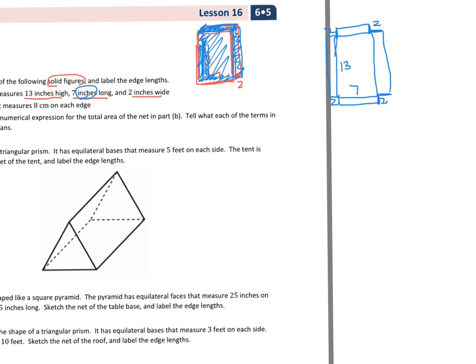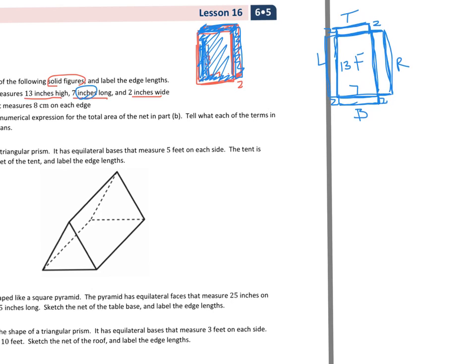And I know that 13 is right here. So that means this has to be 13, which means this is 13, which means this is 13. See how they're all going in a row like that? And if this is 7, this has to be 7, this has to be 7, and this has to be 7. So I got my top, my bottom, my right, my left, my front.